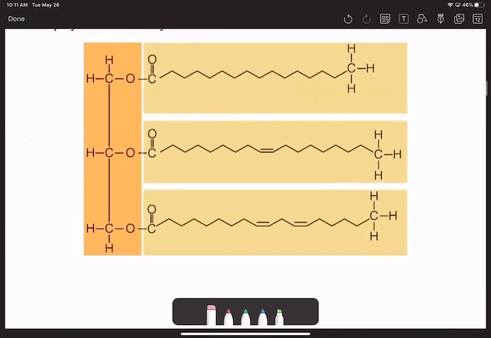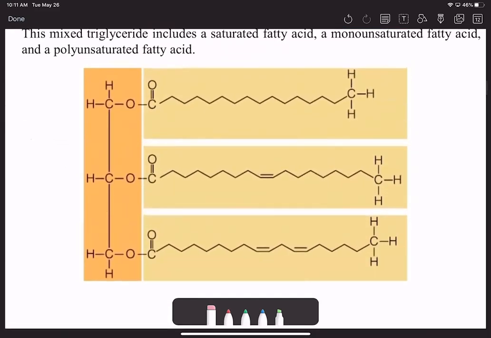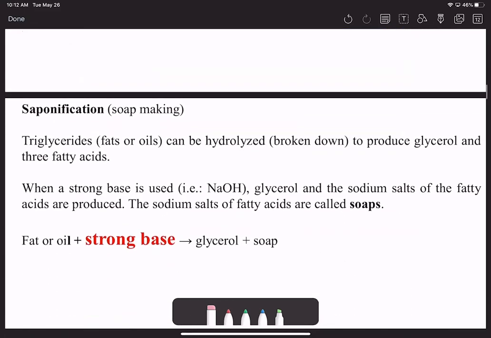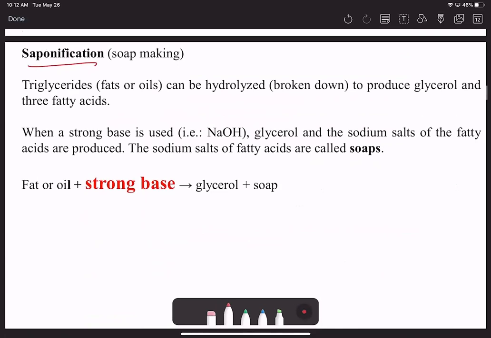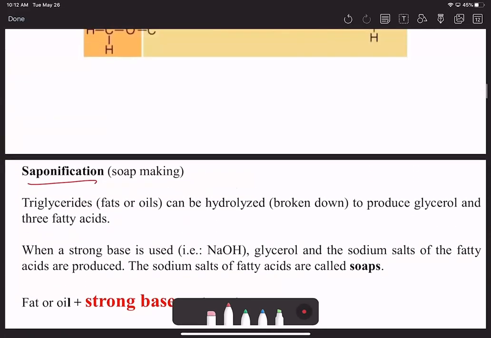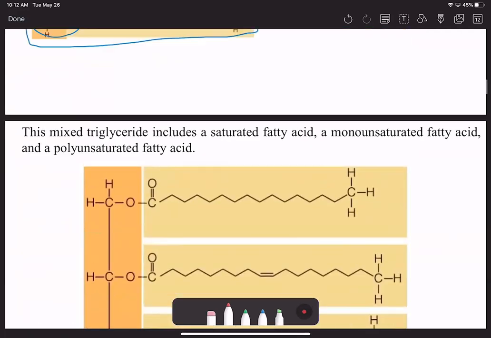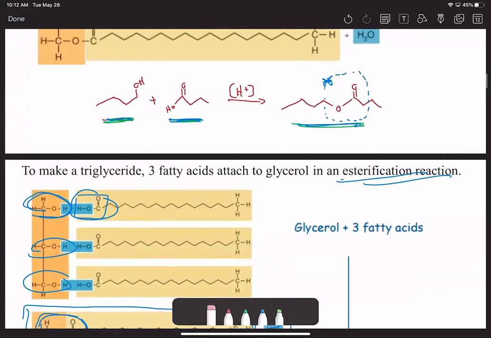So using these triglycerides is how we make soap. So it actually undergoes this reaction that we call saponification, where triglycerides are broken down. We know how to make a triglyceride, right? Glycerol plus fatty acid, we get triglyceride. Well, we can also break this down because this is another reaction that we've already gone over as well. So here, that's how, this is esterification.